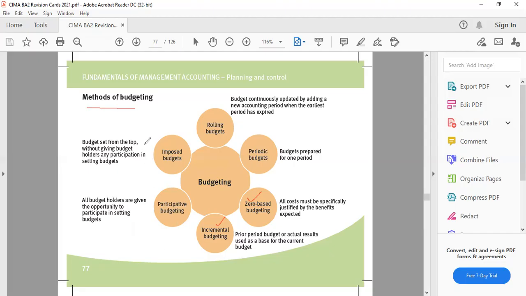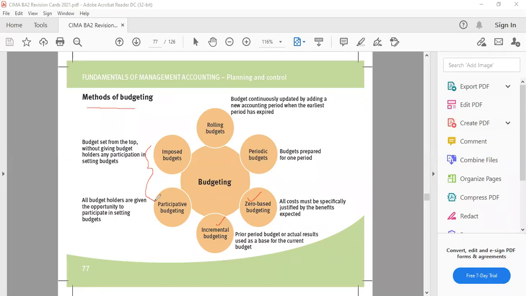Coming to the other two types of budgets: one is the imposed budget, the other is the participative budget, contradicting each other. An imposed budget is also called the authoritative style of budget. What does it mean? It is prepared by the top management and imposed on the people in the organization, who have to take it up and implement it. It is imposed on them.